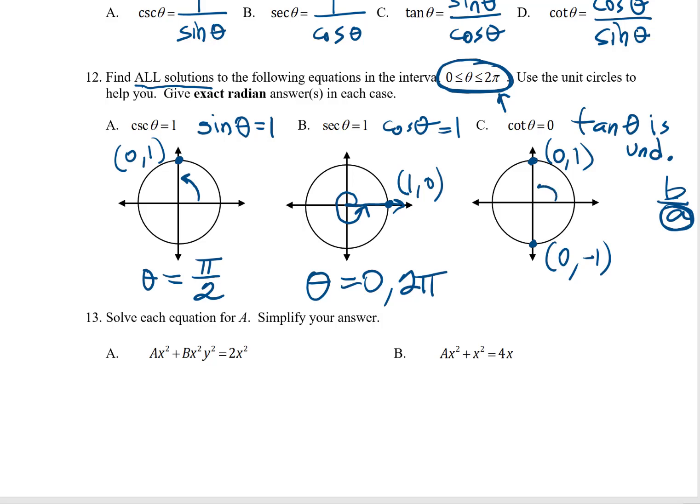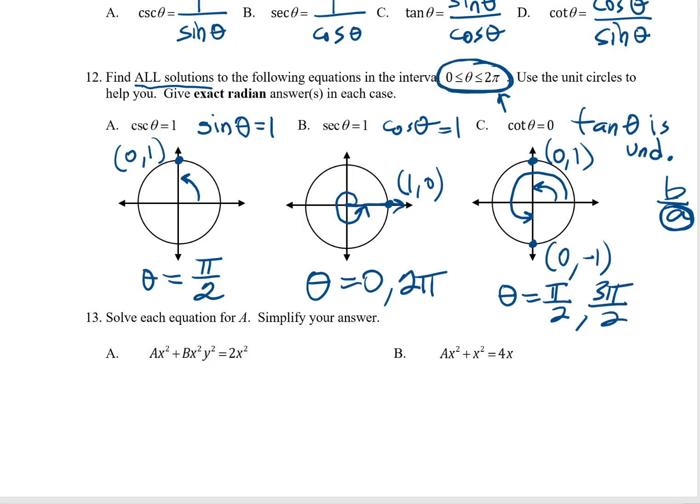Well, one of those angles is right here, and the other angle is right here. I'm not going in a negative direction or spinning around more than once. I'm only doing between 0 and 2 pi. So that's going to give me pi over 2 as one possible answer and 3 pi over 2 as the other possible answer.